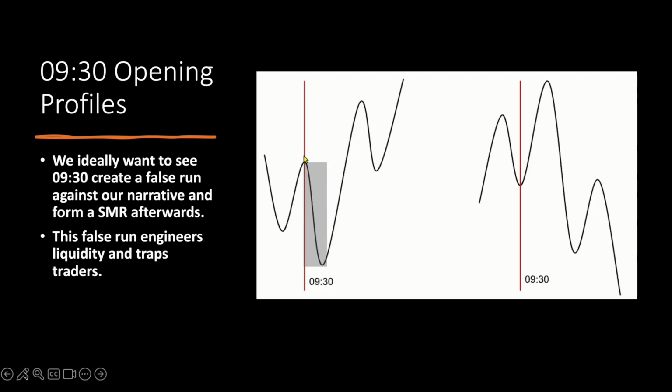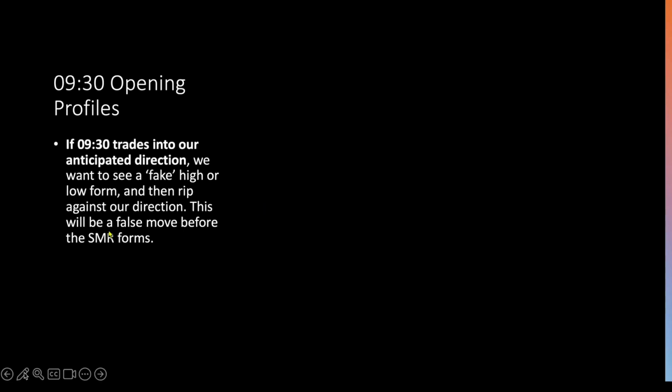This is what the manipulation looks like within the buy model, and this is what the manipulation looks like within the sell model. The gray boxes represent this. Another 9:30 opening profile is the following. If 9:30 trades in our anticipated direction, we want to see a fake high or low form and then rip against our direction. This will be a false move before the real smart money reversal forms. Let me show you a schematic to explain what I mean by this description.